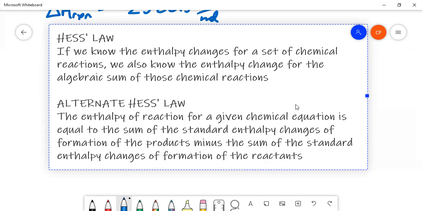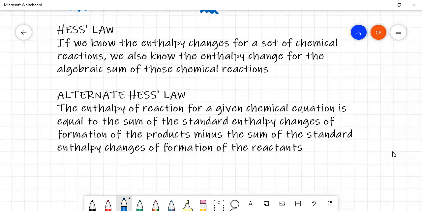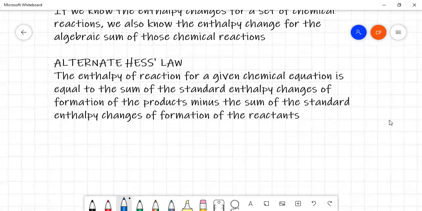The enthalpy of reaction for a given chemical equation, the given chemical equation, the example we just worked through, was glucose and oxygen combining together to form water vapor and carbon dioxide, is equal to the sum of the standard enthalpy changes of formation of the products minus the sum of the standard enthalpy changes of formation of the reactants.